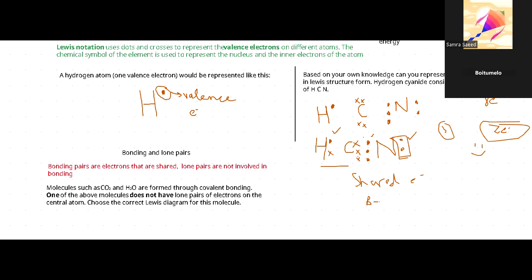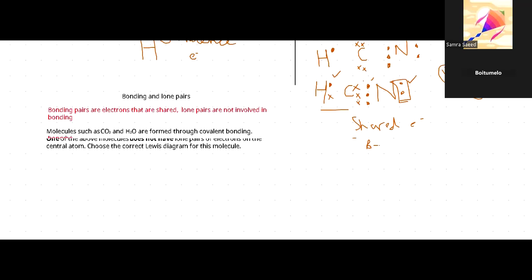So let's look at an example. Molecules such as CO2 and H2O are formed through covalent bonding. One of the above molecules does not have lone pairs of electrons on the central atom. Choose the correct Lewis diagram for this molecule. So if you have to draw the Lewis structure of carbon dioxide, let's take blue, carbon dioxide. It has 4 valence electrons.